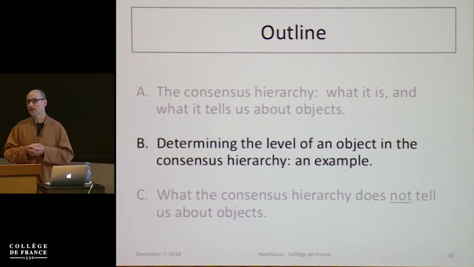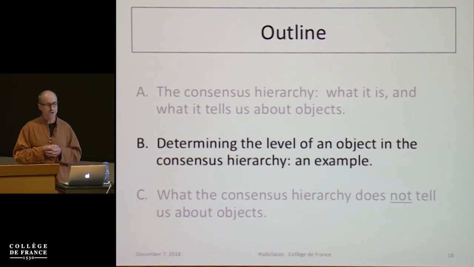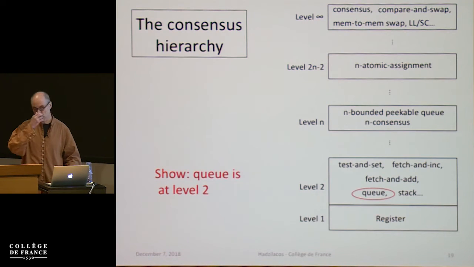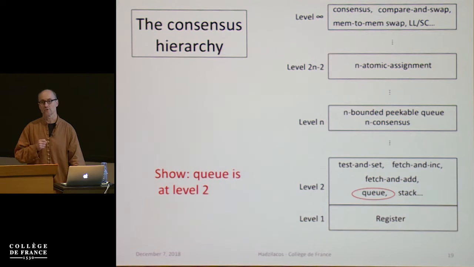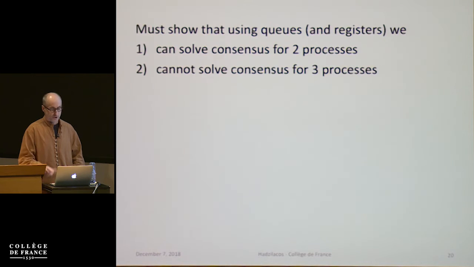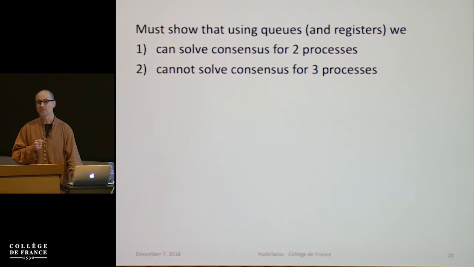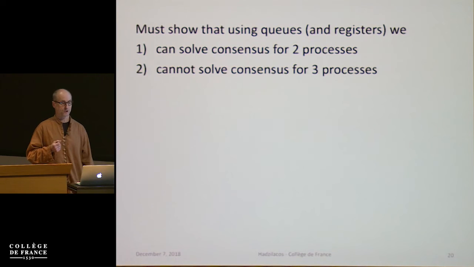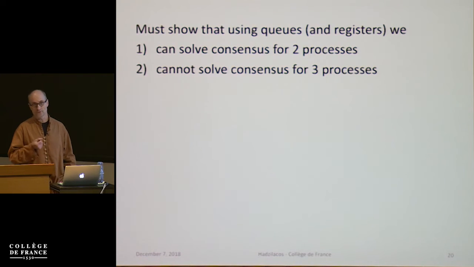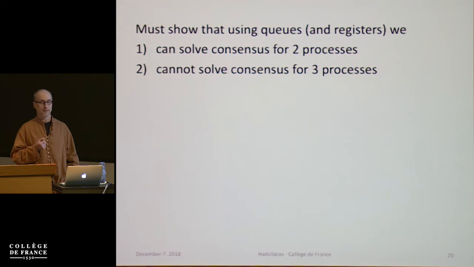All right, so I'm going to give you an example of how to determine the level of an object in the consensus hierarchy. Specifically, I will show you that Q is at level 2. I chose that because I think it's an interesting proof, which is contained in the paper I mentioned before, Maurice Herlihy's paper. To show that the queue is at level 2 of the consensus hierarchy, I have to show two things. I have to show that using queues and registers, we can solve consensus for 2 processes, but we cannot solve consensus for 3 processes.